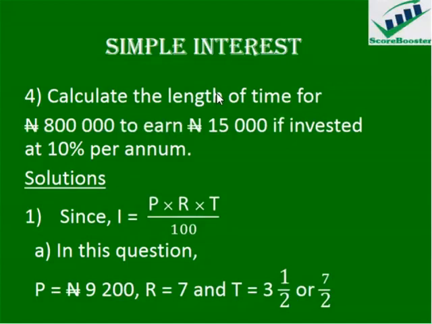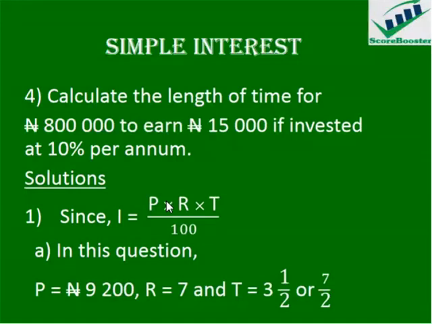So calculate the length of time. From this, you have to calculate the time for 8,000 naira to earn 15,000 naira. We said interest is the amount earned on a particular amount of money. So this is the amount of money, which is the principal, and it earns an interest of 15,000 naira if invested at 10% per annum, which means our rate is 10%. We have to obtain the length of time for which 8,000 naira will have an interest of 15,000 naira. So now we move to the solution of the questions.